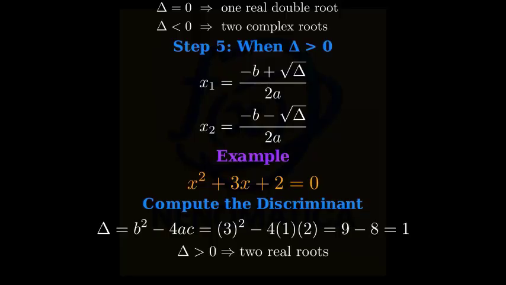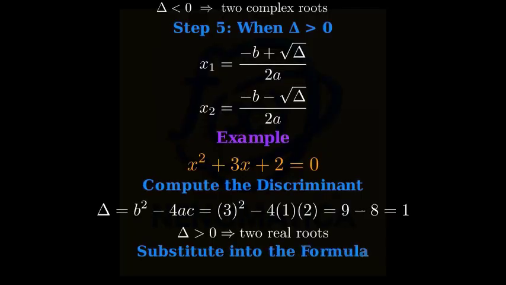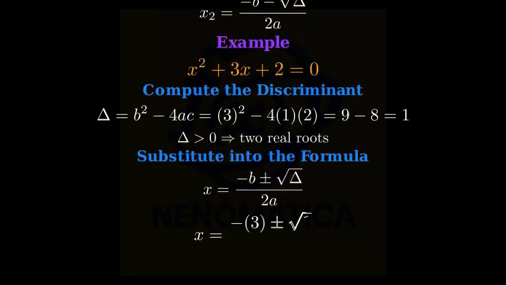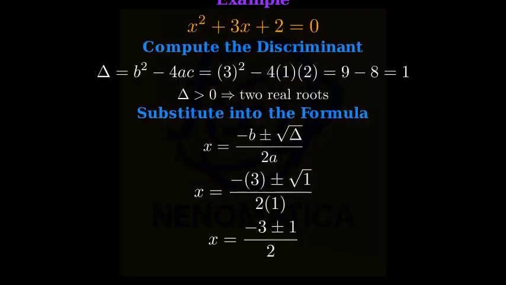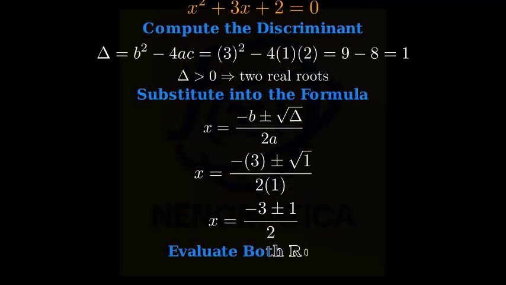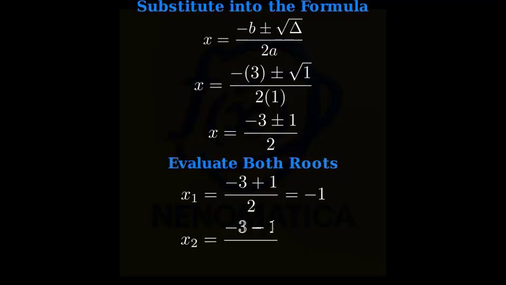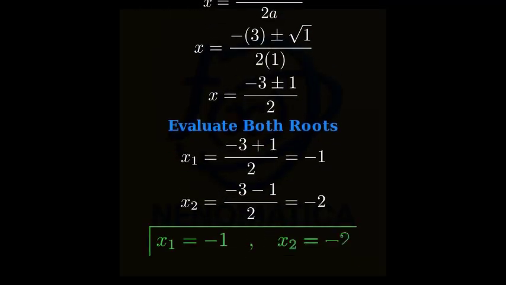Next, substitute into the quadratic formula with delta equal to 1. That gives x equals negative 3 plus or minus 1 over 2 times 1. Then simplify to negative 3 plus or minus 1 all over 2. Finally, split into the two cases.